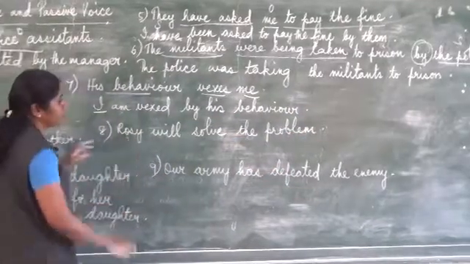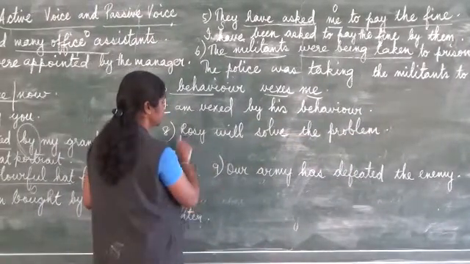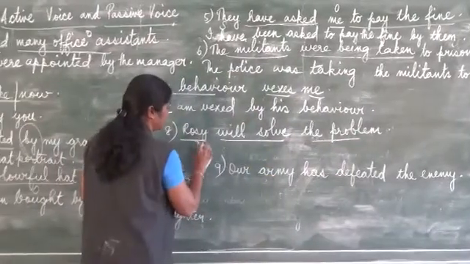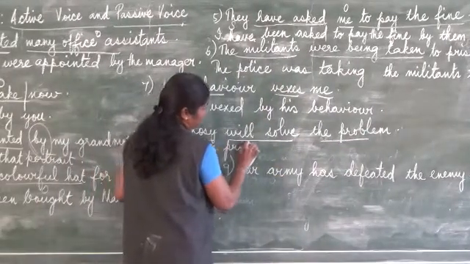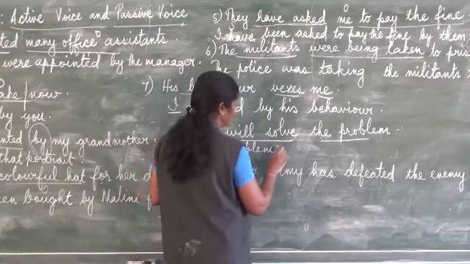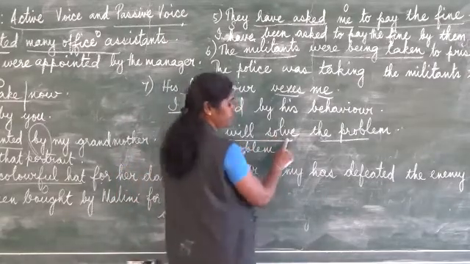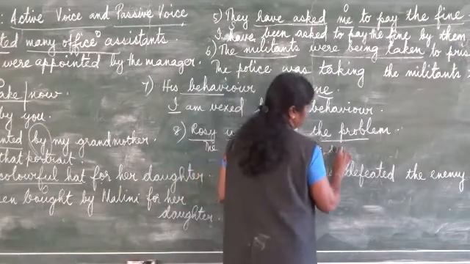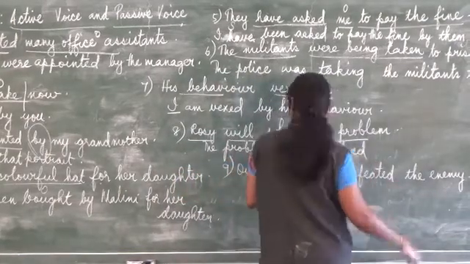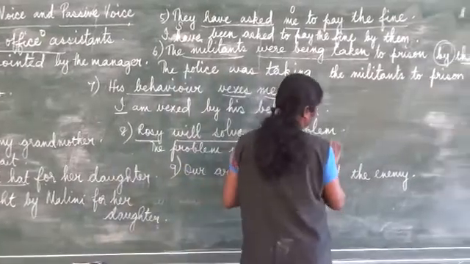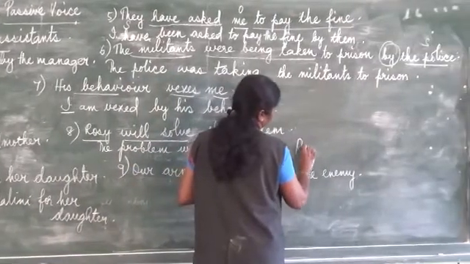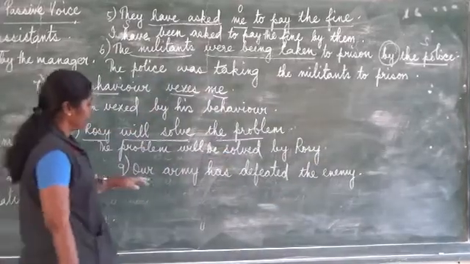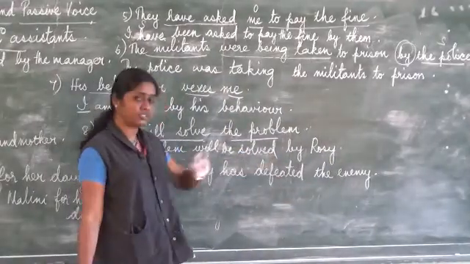Okay. "Rosie will solve the problem." This is again active voice, subject, verb and object. "The problem." "Will solve" will become, this is simple future tense, it will become "will be solved." "The problem will be solved by Rosie." Okay. Okay, "our army has defeated the enemy."